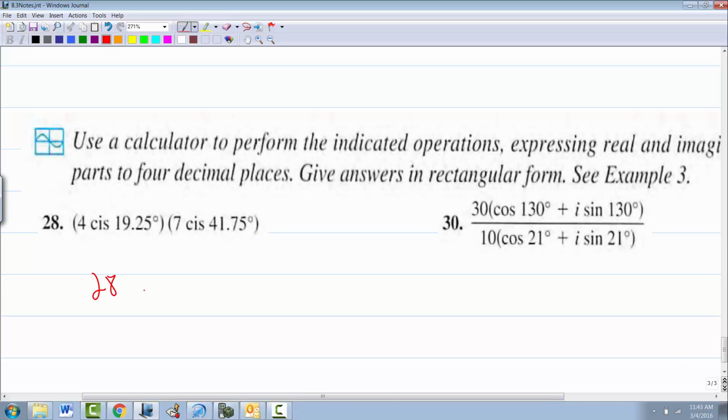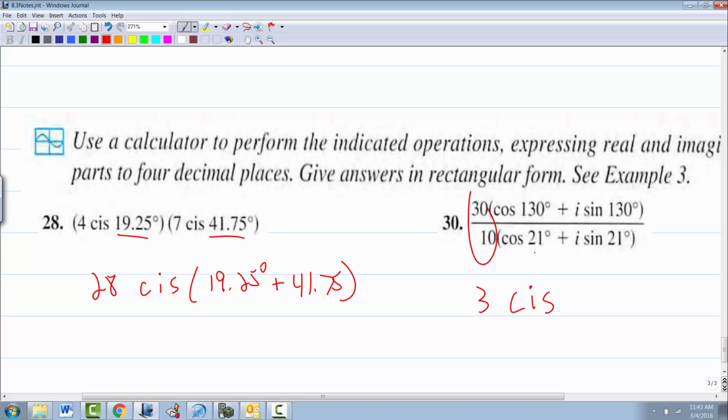4 times 7, 28. Sis. Then all you have to do is do what with these angle measures? Add them, and then all you have to do is type on your calculator, you know, and then distribute that 28, and then see what you get as an ugly decimal. You can do that. That's not something I need to cover. And then 30 divided by 10 is 3. Sis. Is that 109? And then you go to the calculator and do cosine of 109 and multiply it by 3. Plus i do the sine of 109 and multiply it by 3. It's over.